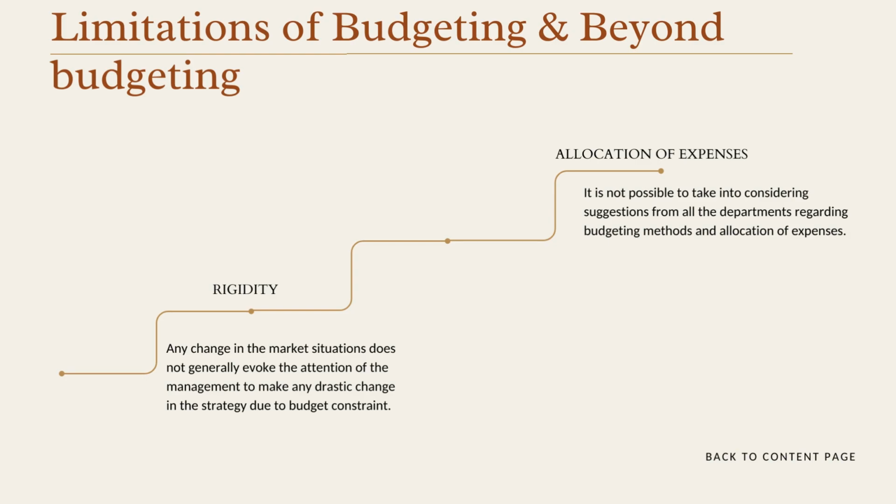Next one is rigidity, which means any change in the market situation does not generally evoke the attention of management to make any drastic change in the strategy due to the budget.